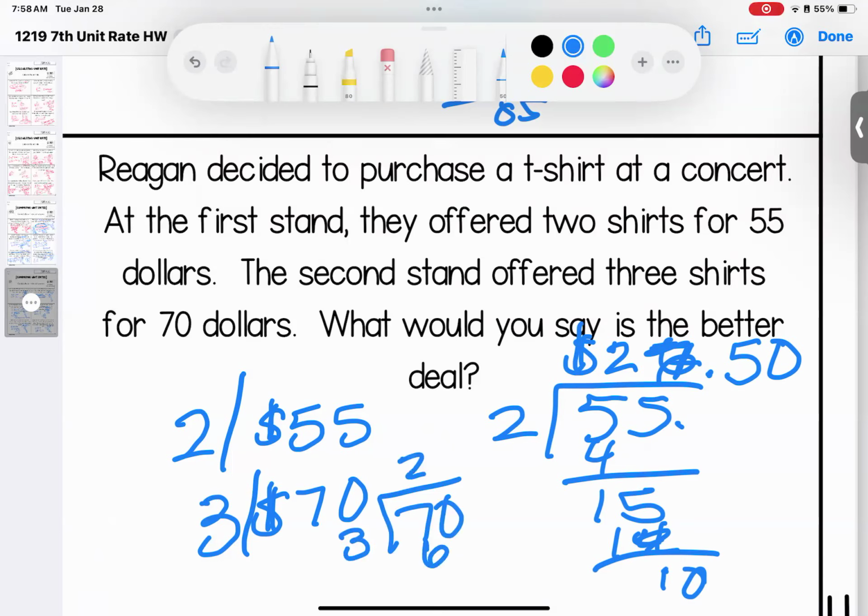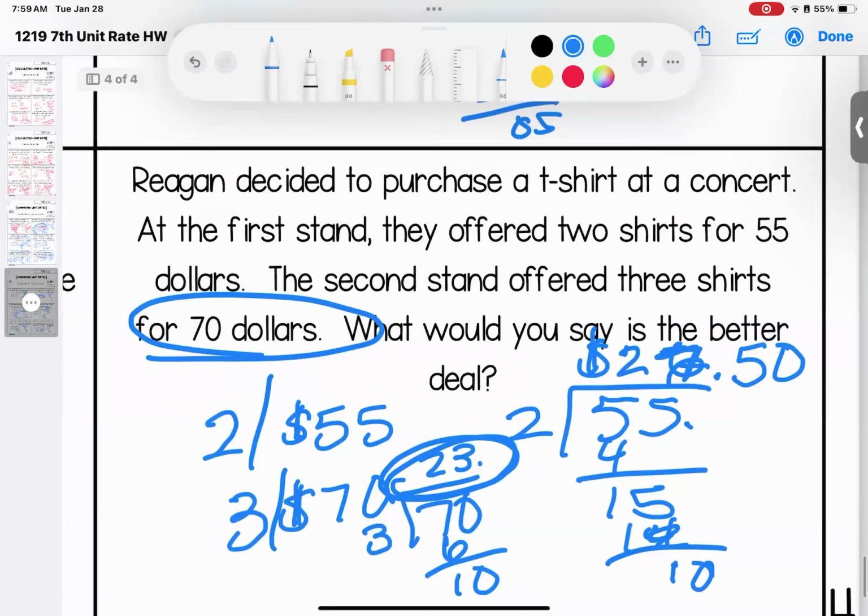Or 3 times 2 is 6, is 10, is 3. We can stop right there. $23, even without knowing the change. The 3 shirts for $70 is going to be a better cost.